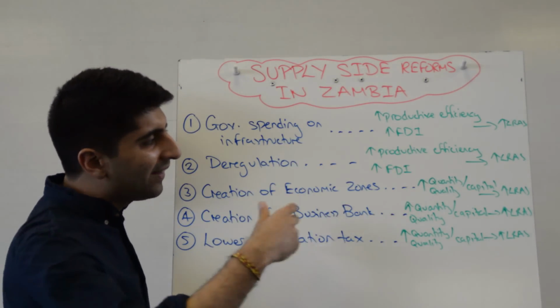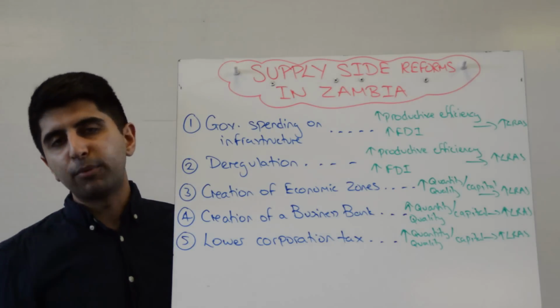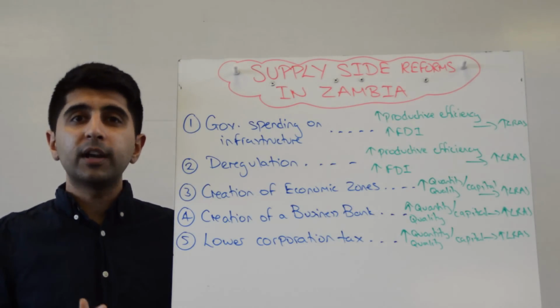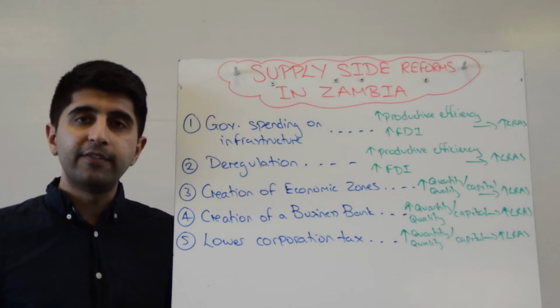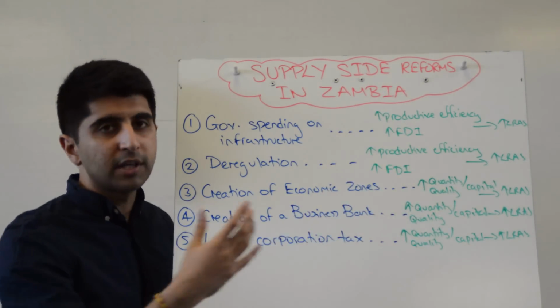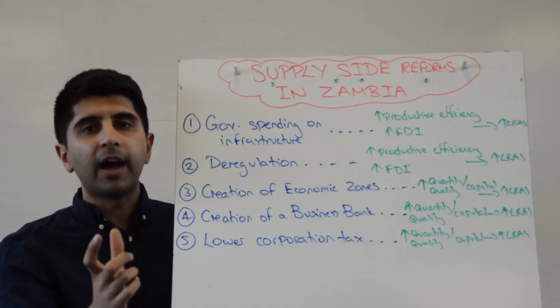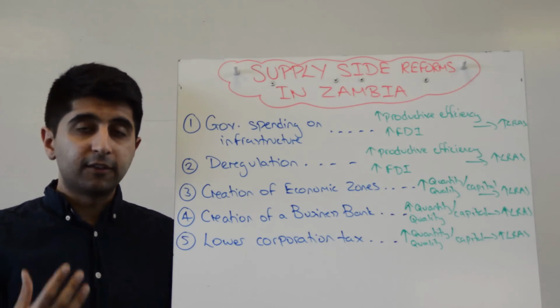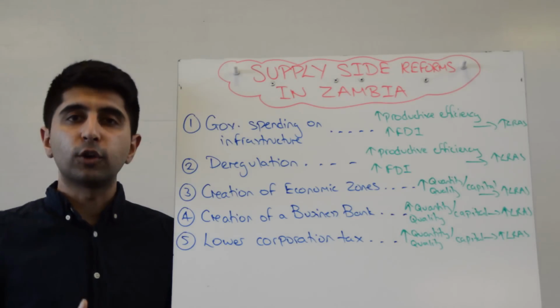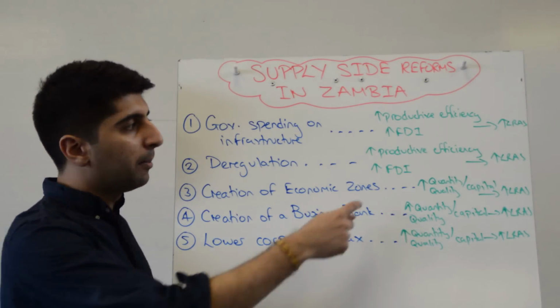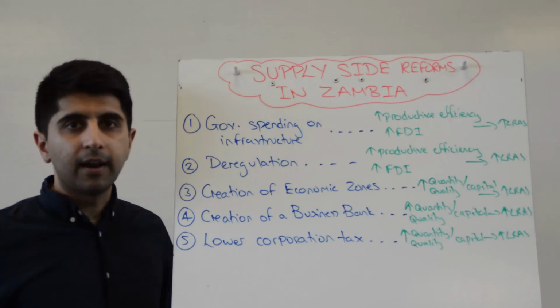As a result of that, again, the ease of doing business improves. The costs of production for businesses reduce significantly, which increases productive efficiency throughout the economy, which also may promote more FDI. Like I've just said, FDI is a spending on capital, so that's going to increase the quantity and quality of the capital stock. Both will therefore increase LRS.